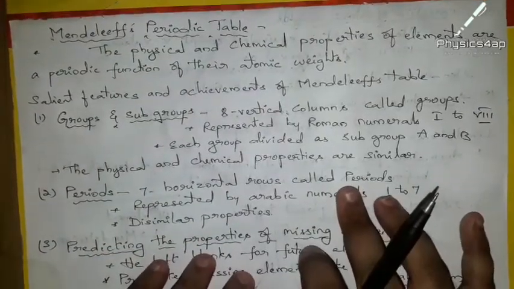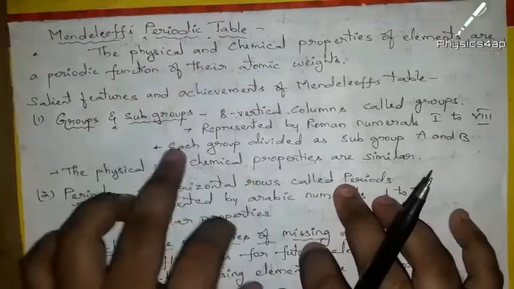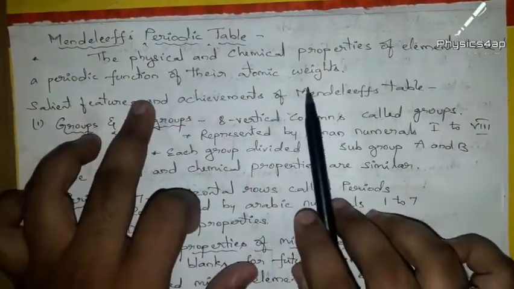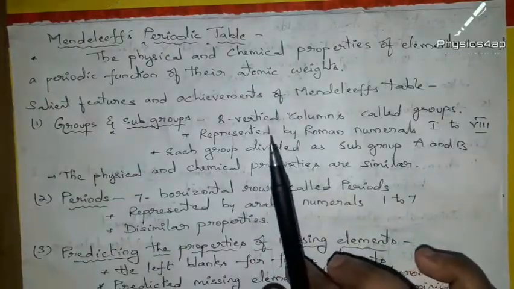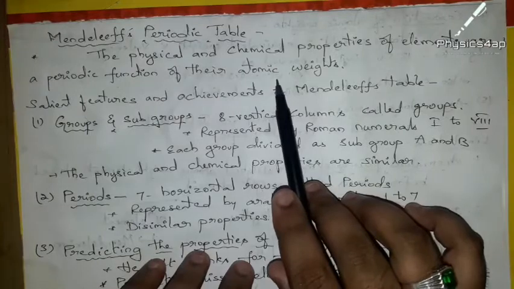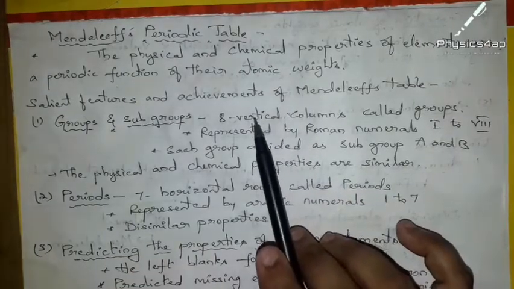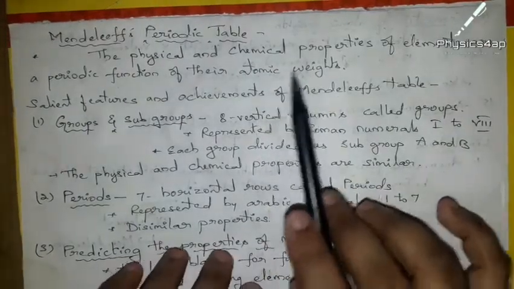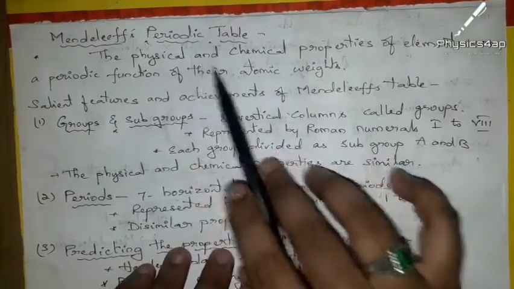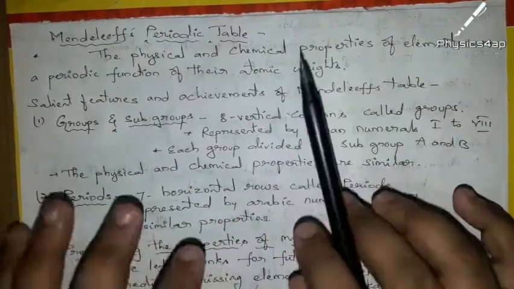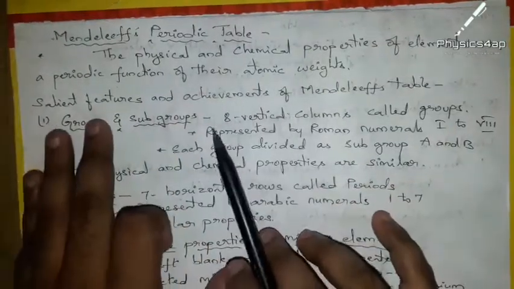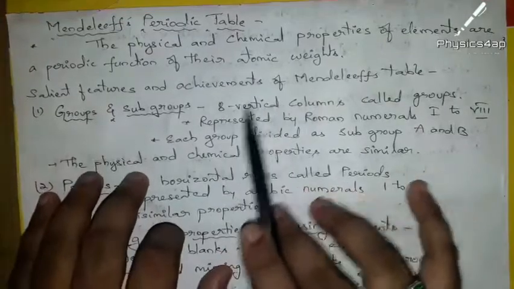Coming to his law, the physical and chemical properties of the elements are a periodic function of their atomic weights. That is, he arranged the elements in increasing order of their atomic weights, and based upon the physical and chemical properties he arranged them in groups and periods. Now let us see the salient features and achievements.